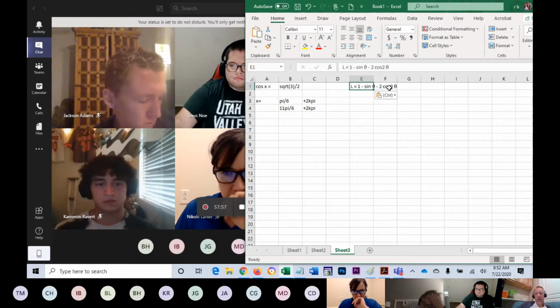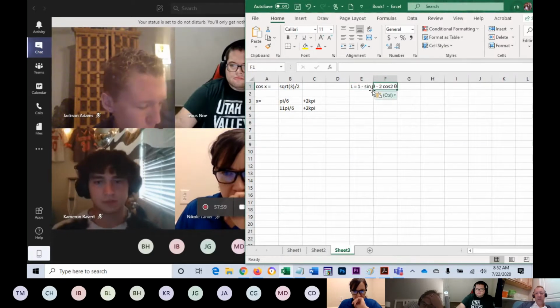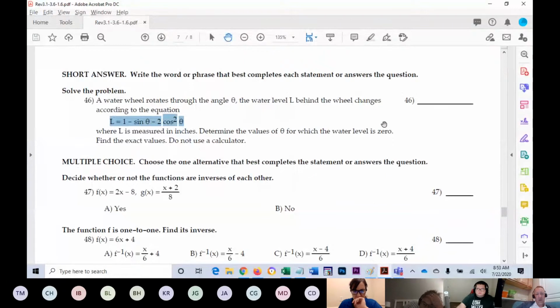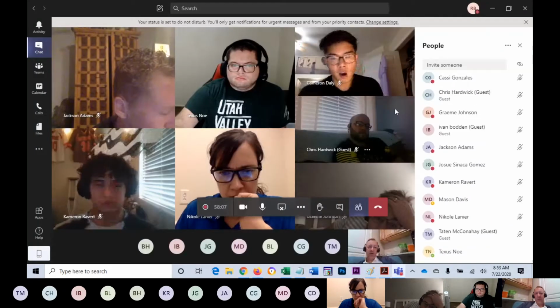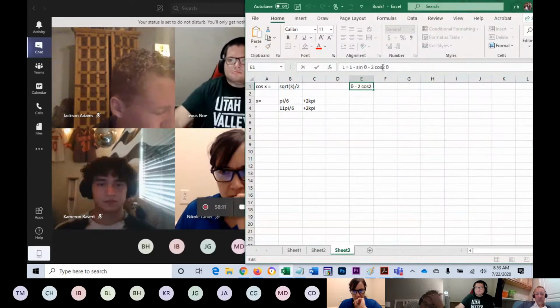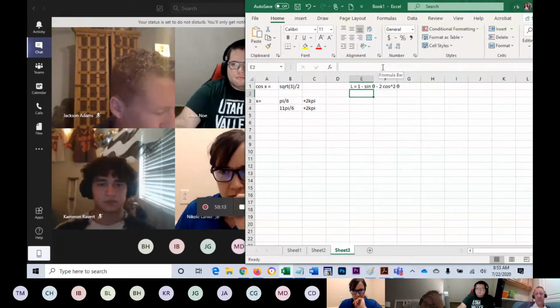It worked out pretty well, except that's a cosine squared, right? L equals 1 minus the sine of theta minus 2 cosine squared of theta. This one's really good. This is a really good hard one. So that's squared.